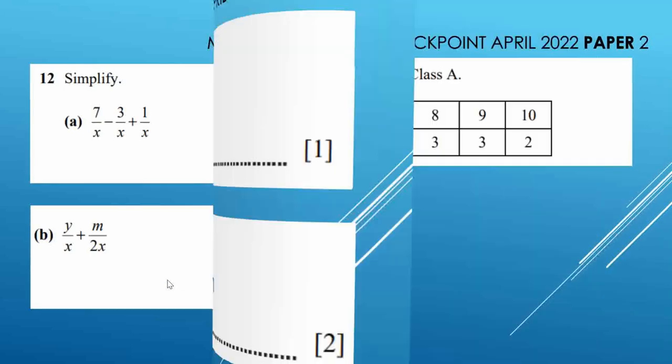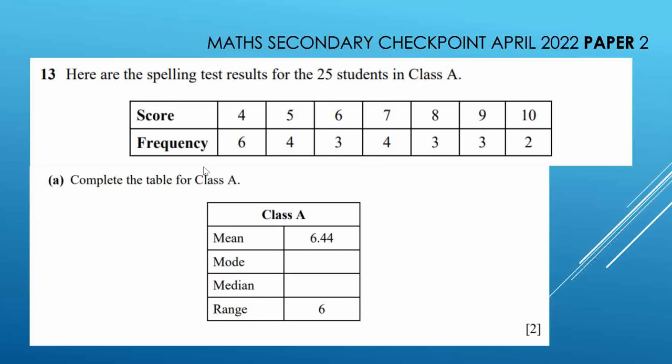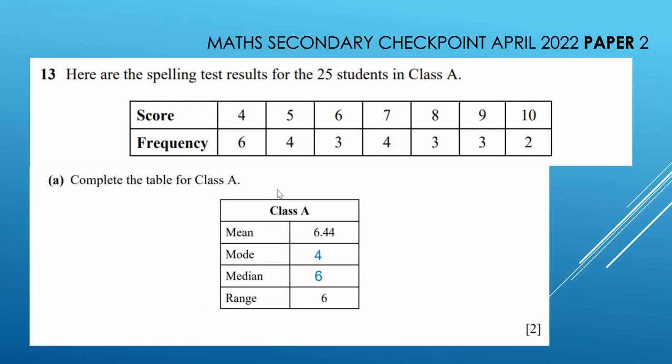Next. Question 13. Here are the spelling test results for the 25 students in class A. Complete the table for class A. 10 seconds. So here's the answer. Mode is 4 and median is 6.